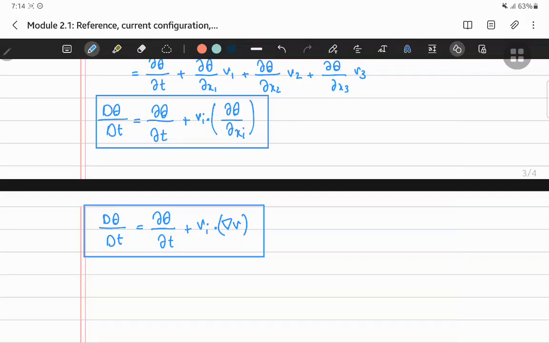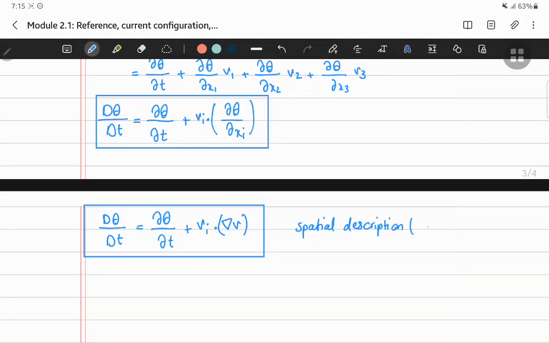So as you see here, we have the material derivative d theta dt equal to the partial derivative of the scalar field, in the spatial coordinate, plus v_i, the velocity, dot product with the gradient. This is a vector, this is a vector, and this dot gives a scalar. This is also a scalar. So this is material, this is in the spatial description.